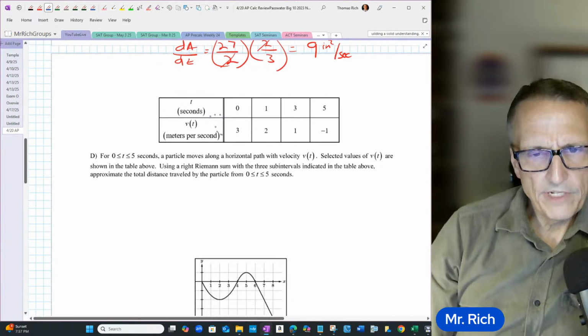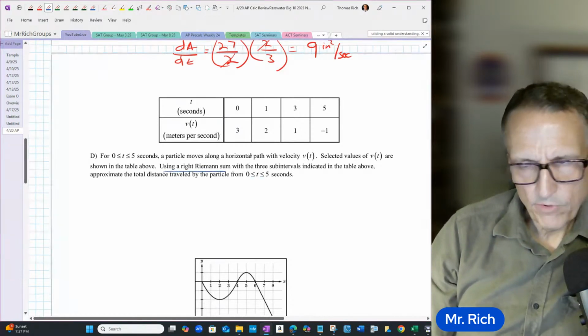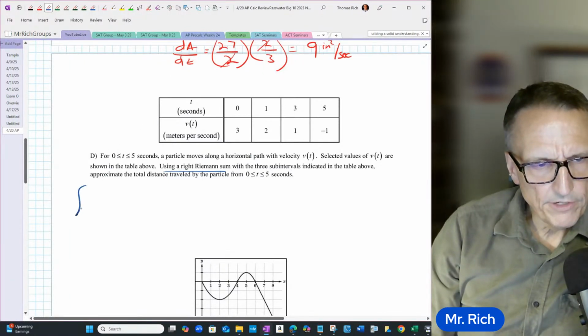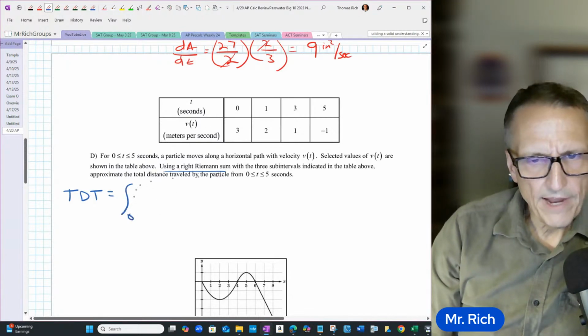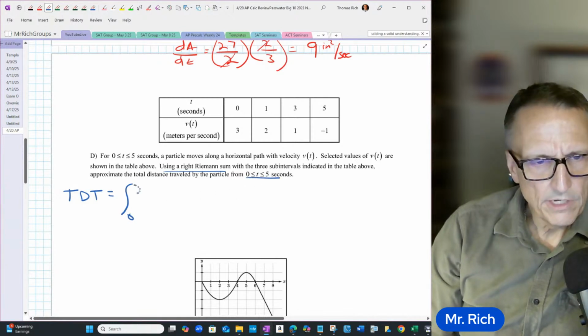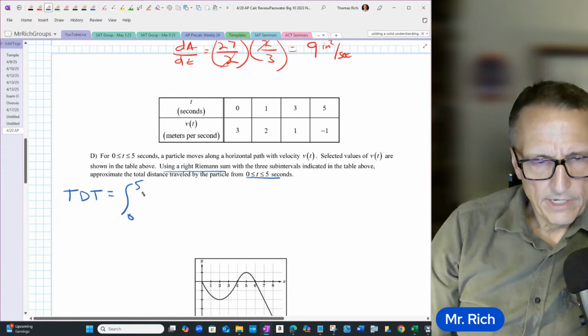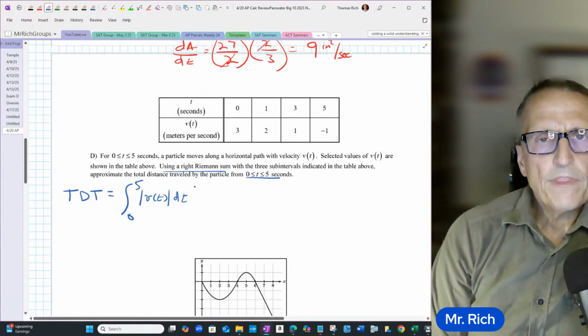So when you do one of these problems that's asking you to do a right Riemann sum or a left Riemann sum or a trapezoidal sum, what you want to do is start off by giving the formula that you would use. Now, I would start this off by saying total distance traveled, TDT, is going to be the integral from 0 to 5, because they're telling us to find the total distance from 0 to 5. Now, what I'm going to do is I'm going to take the antiderivative of the absolute value of velocity. So I'm showing the grader that I know that it's absolute value.